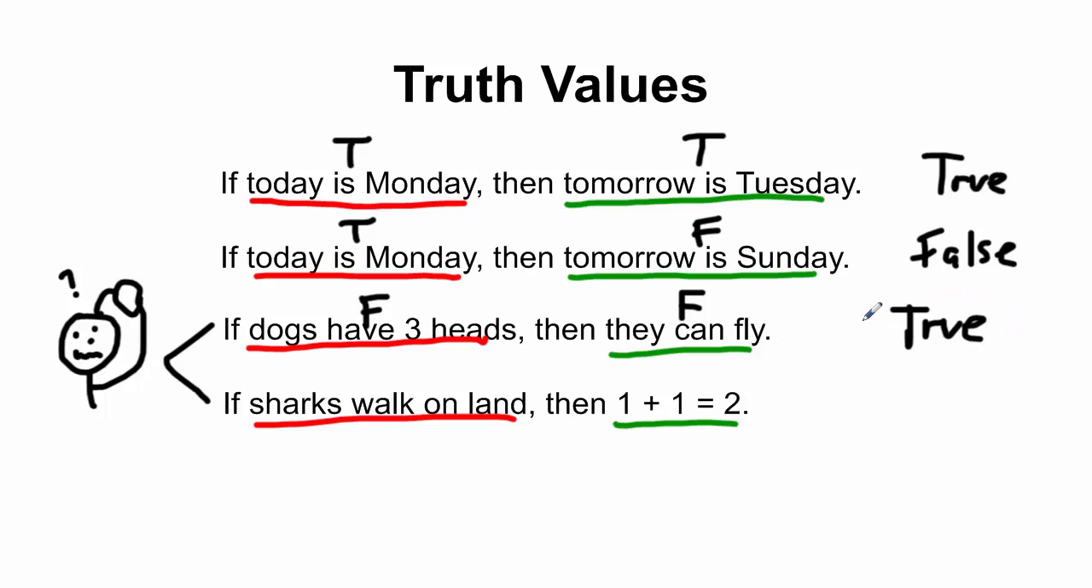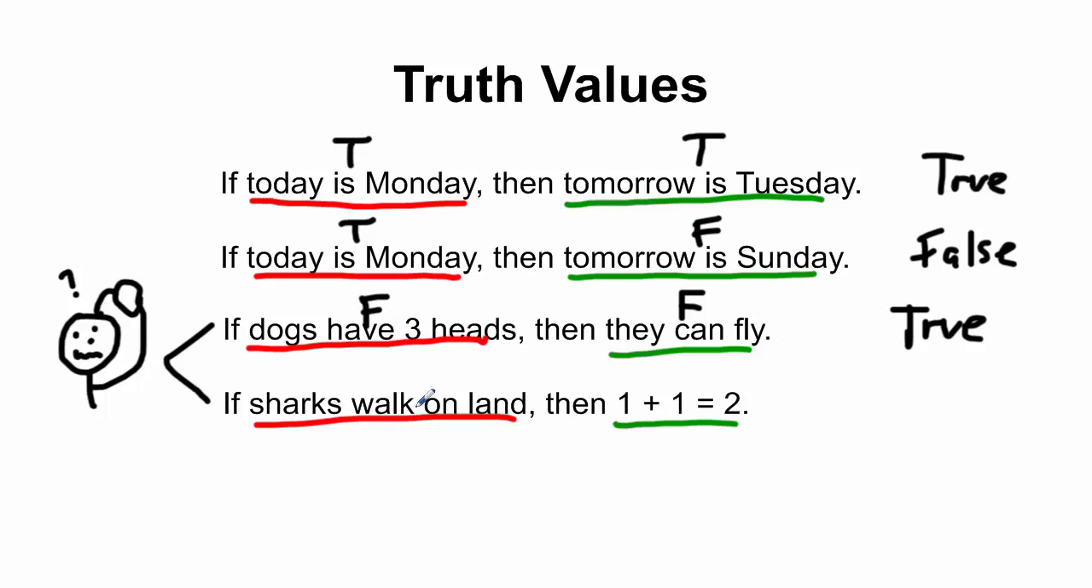Alright? So one way I like to think about it is that true means that no contradiction will occur. In the first one there's no contradiction, but in the second one, there is a contradiction. It's like an error. If it's Monday, then tomorrow's Sunday, that's like an error. Think about it that way. That's why this is false. Here, there's no error because, the fact that dogs will never have 3 heads, I don't have to worry about the fact that they can fly, because this will never be true.